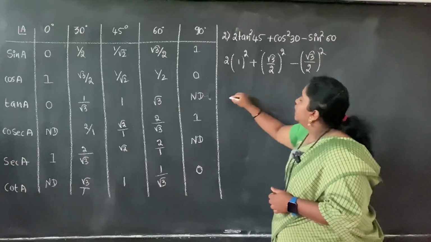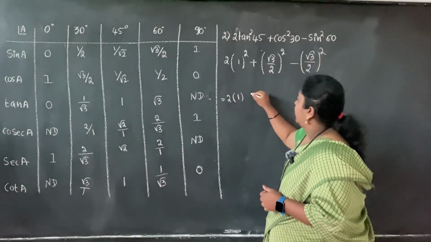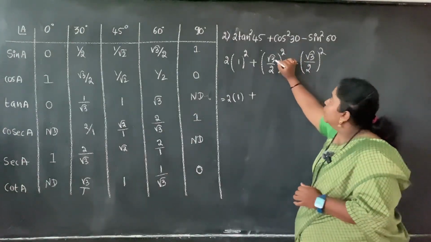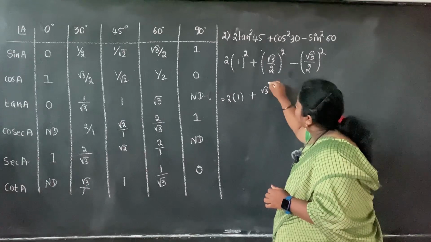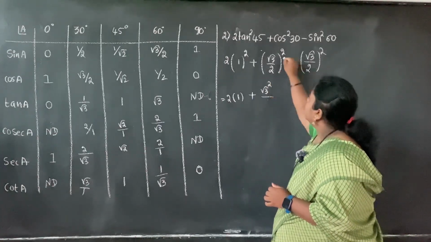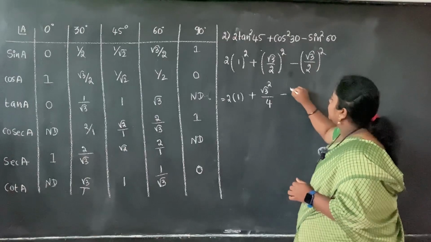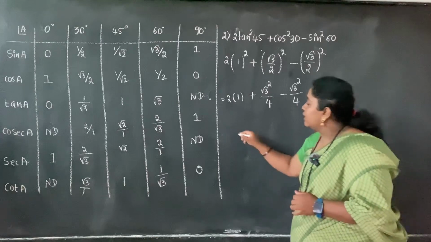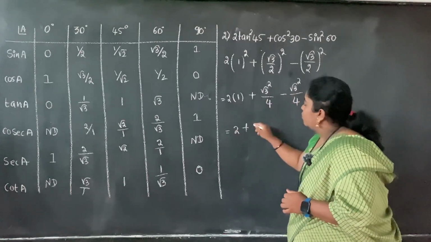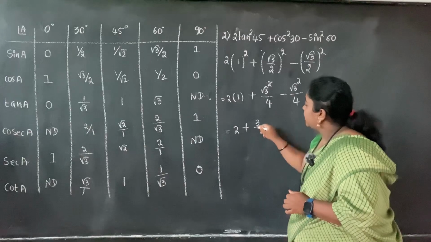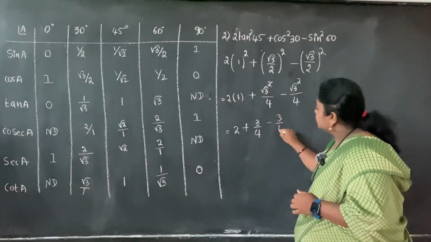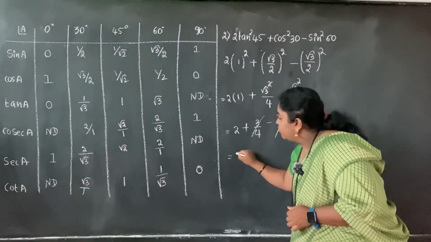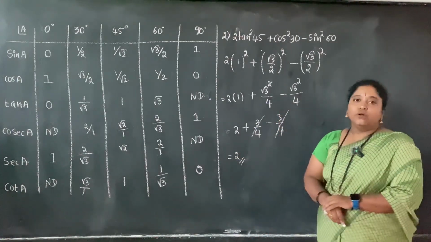We'll simplify this one. 2 into 1 square will be 1 plus, you know that the square is related to both numerator as well as to the denominator. So in the numerator it is root 3 the square divided by 2 square is 4 minus here in the numerator root 3 square divided by 2 square is 4. See here 2 ones are 2 plus root 3 square is 3 because root and square will get cancelled. 3 by 4 minus 3 by 4. Dears, plus 3 by 4 minus 3 by 4 got cancelled. I am left with the value 2. This is how you need to simplify.